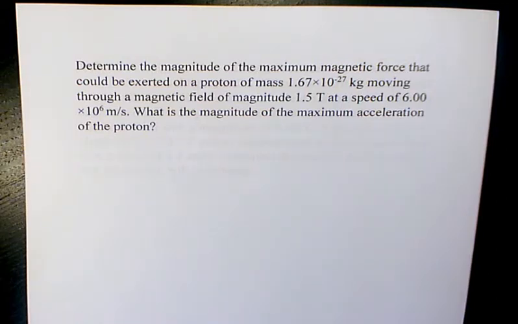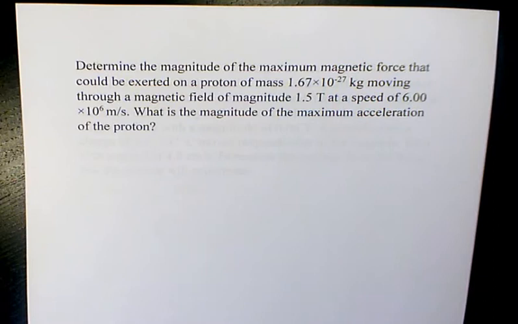Welcome to another video. In this video I want to have a review of magnetism questions. First one: determine the magnitude of the maximum magnetic force that could be exerted on a proton of mass 1.67 times 10 to the power of negative 27 kilograms moving through a magnetic field of magnitude 1.5 Tesla at a speed of 6 times 10 to the power of 6 meters per second. What is the magnitude of the maximum acceleration of this proton?